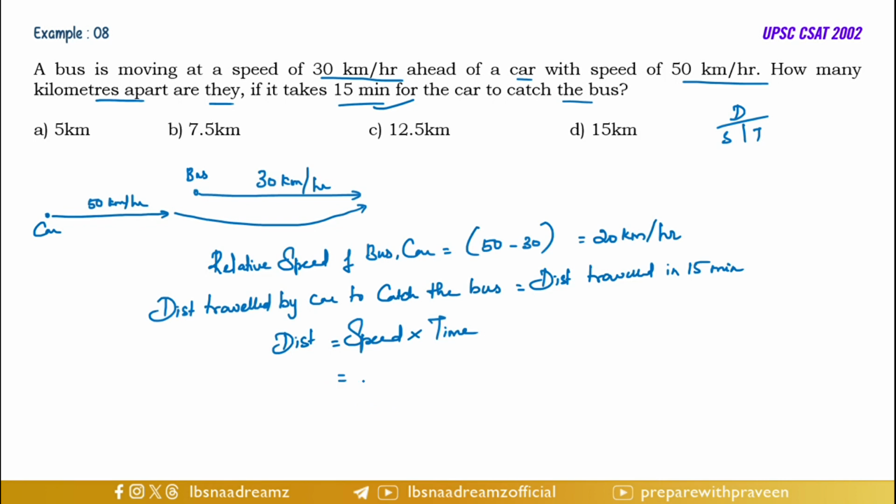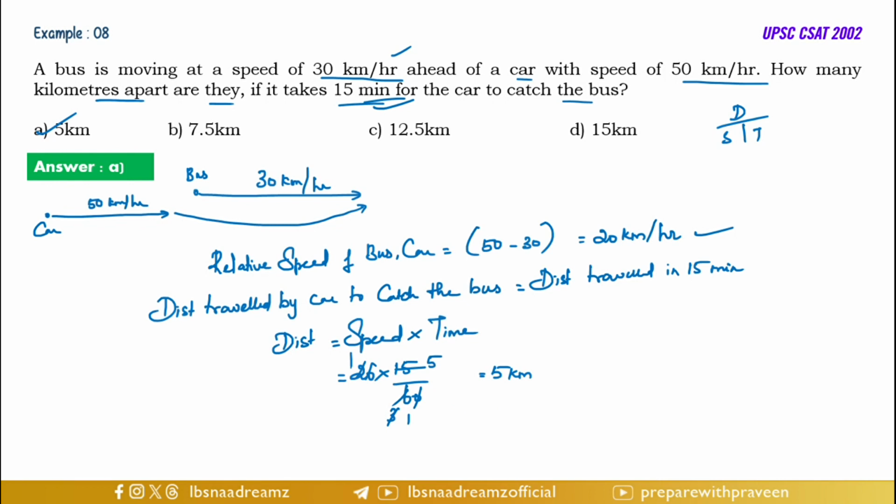So we know the speed, 20 km per hour, relative speed, right? 20 km into time. Here they have given 15 minutes and here they have given hour. So we have to convert 15 minutes into hour. 15 by 60, 3 5s are 15. So distance equal to 5 kilometer. So option A is the right answer. Yes, option A is the right answer.